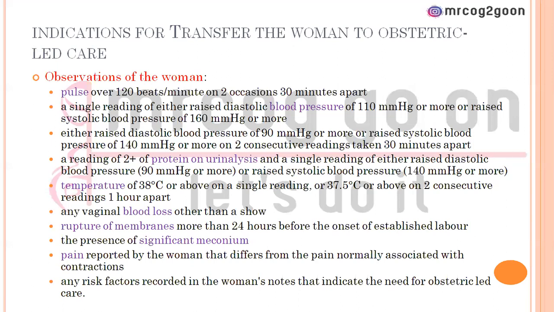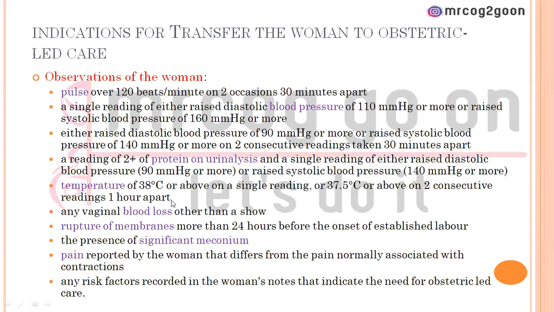We will differentiate mild, moderate, and severe in the hypertension guideline. Plus 2 proteinuria, plus a single reading of raised diastolic blood pressure 90 or more, or systolic 140 or more. So this is any patient with preeclampsia.